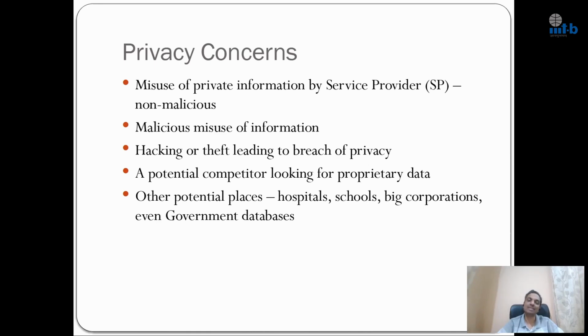The service provider may be interested to look at your data, not in any malicious or bad way, but to glean information about what you have stored in their cloud. There may also be malicious thieves who want to steal your data. You can also have a competitor who may want to steal your data for their own reasons and purposes. Normally hospitals, big corporations, schools, and government databases are large places where data is stored, which are liable to theft or hacking.